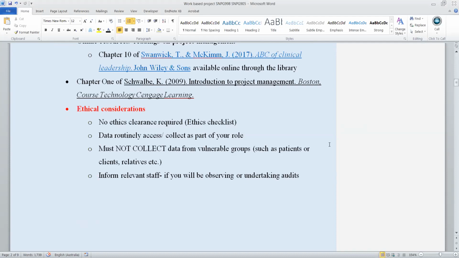You need to ensure that the data that you collect or access is readily available as part of your normal role. So you're not going to look for pathology, or for things that are outside the scope of practice of your current role. You must not collect data from vulnerable groups such as patients or clients or relatives. You cannot collect direct data from even your staff members. For example, you can't do focus groups because that requires ethics approval.